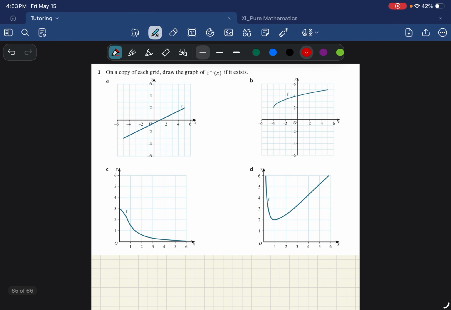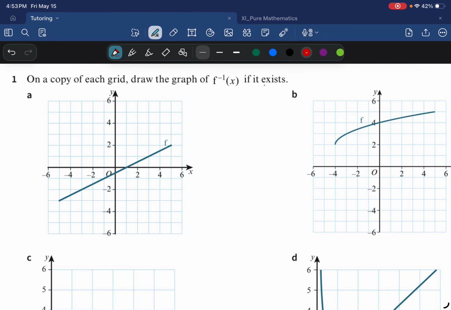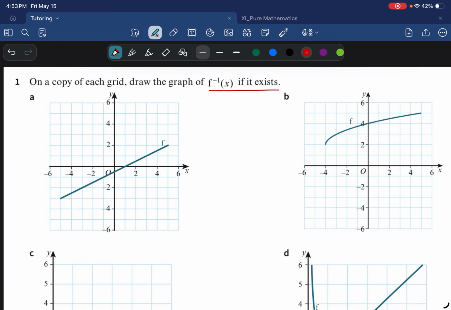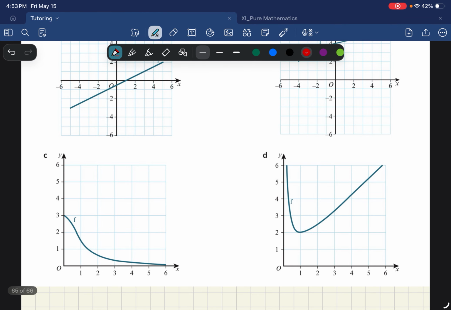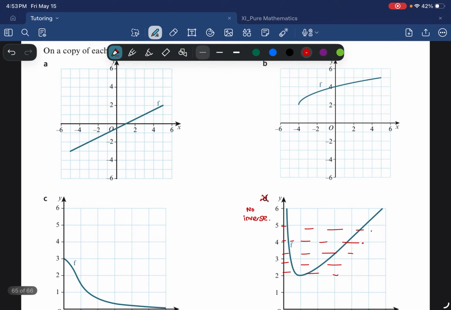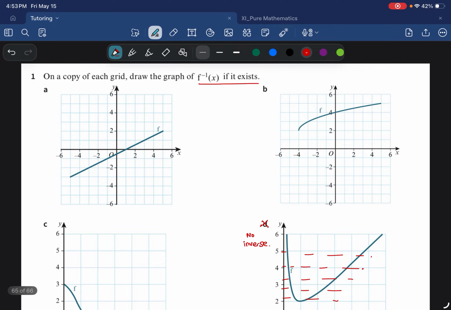Now, question 1 tells us, on a copy of each grid, draw the graph of f inverse if it exists. For the inverse function to exist, we want the function to be 1-to-1. And for a function to be 1-to-1, it must pass the horizontal line test. So D does not pass the horizontal line test. If you draw a horizontal line, it intersects the curve at 2 distinct points. This function is many-to-1, which means it is not invertible. So D, no inverse. So we are going to work with A, B, and C.